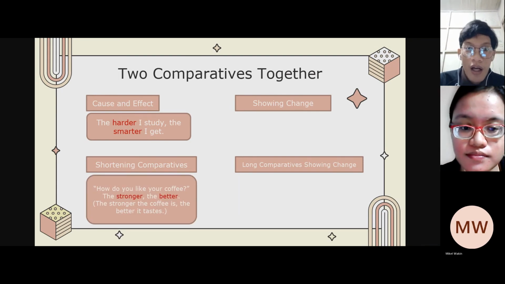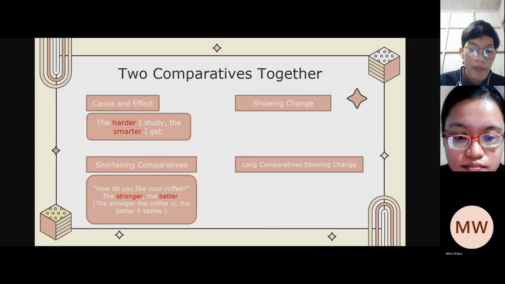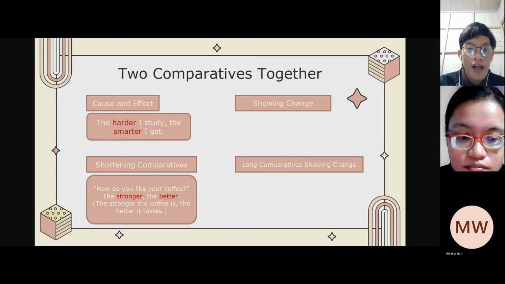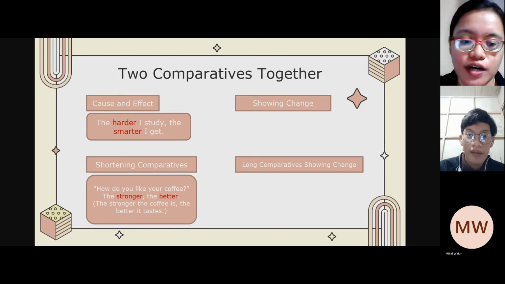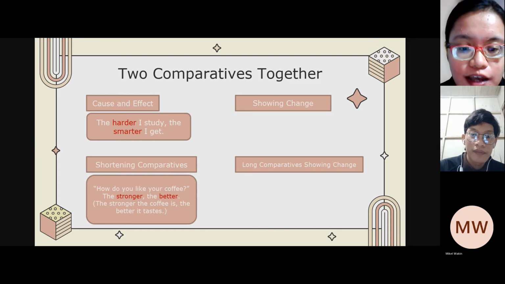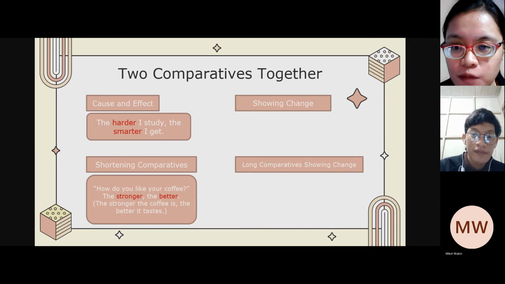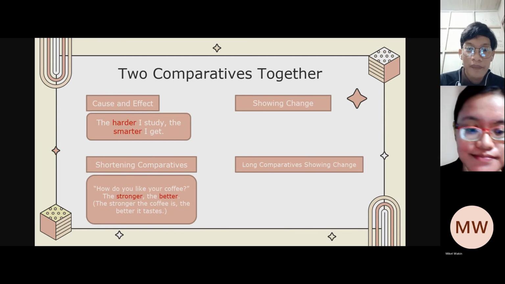We have here, how do you like your coffee? The stronger, the better. And its usual form is, the stronger the coffee is, the better it tastes. What do you think of this example, Miss Salget? Hello again, sir. I think there are two comparative expressions, a regular and an irregular one. The sentence was shortened and still understandable, po. Yes, you are correct, Miss Salget. Good job. The sentence was shortened, but the meaning is still the same.